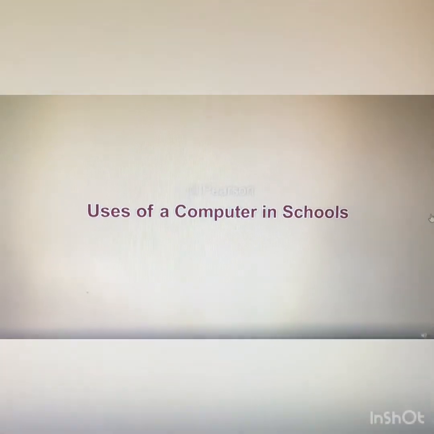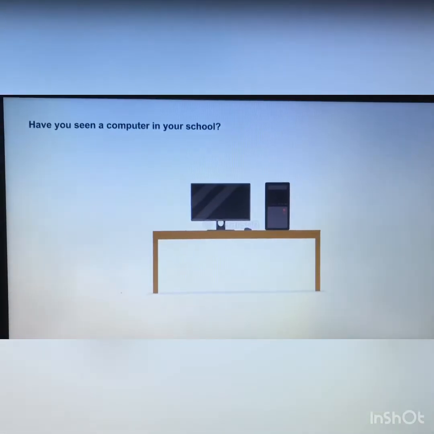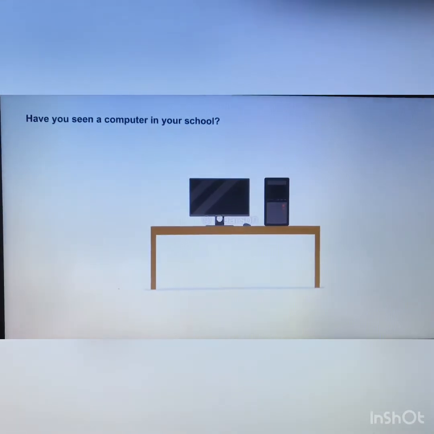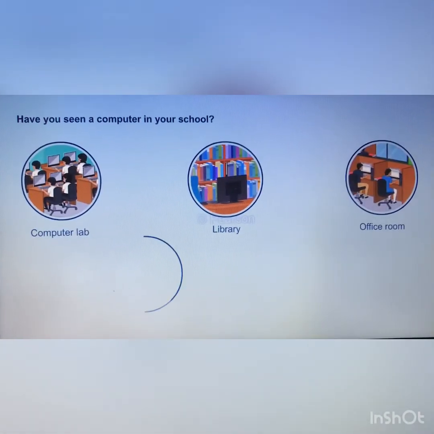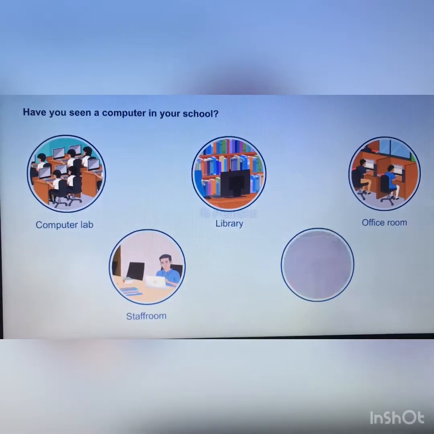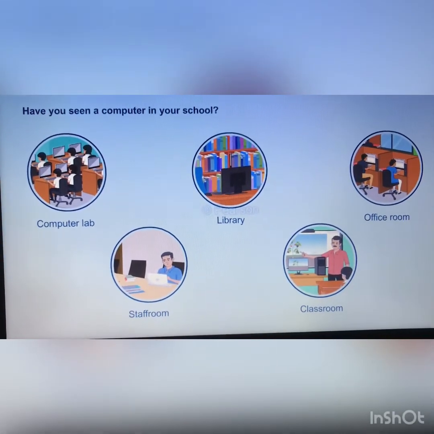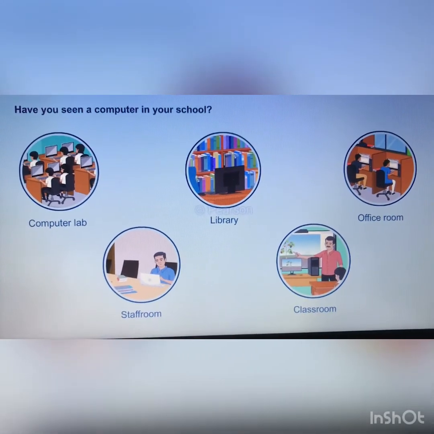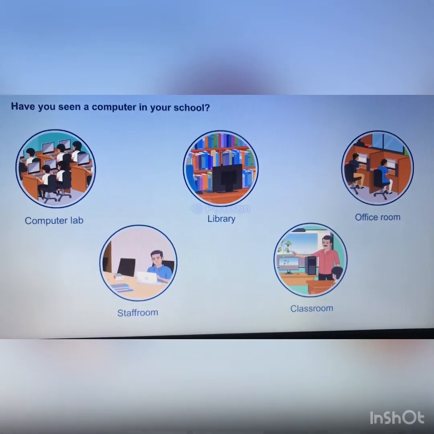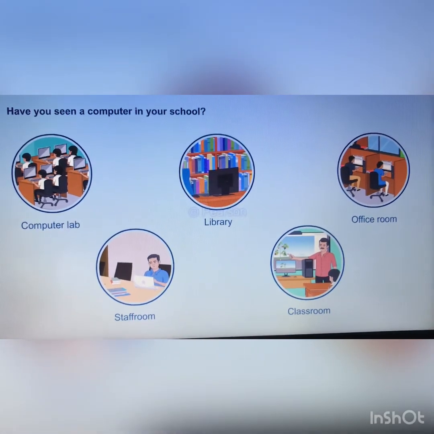Uses of a computer in schools. Have you seen a computer in your school? You may find computers in the computer lab, the library, office rooms, staff rooms, and in your classroom. Do you know why computers are used in your school? Let's take a look at the different ways in which computers can be used in schools.